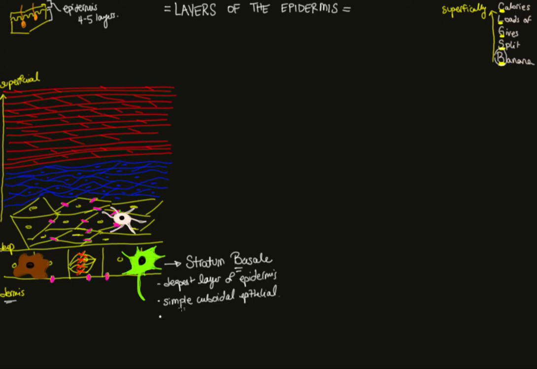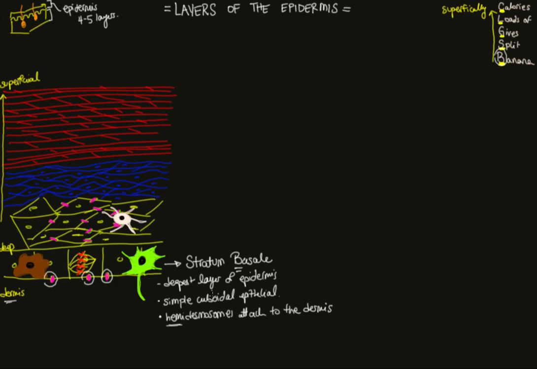And because it is the deepest layer of the epidermis, it is linked to the dermis via cell junctions that we call hemidesmosomes. So hemidesmosomes attach this layer to the dermis. And if you remember from our histology class, we learned that desmosomes were a type of cell junction that links a cell to another cell, but in this case this is half a desmosome since we are linking the cell to the layer of the dermis.